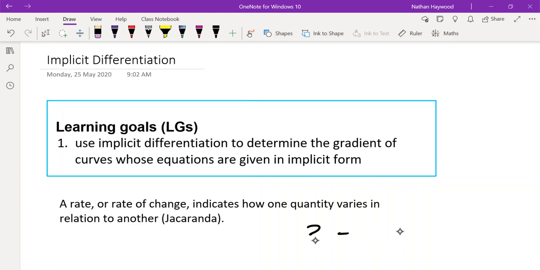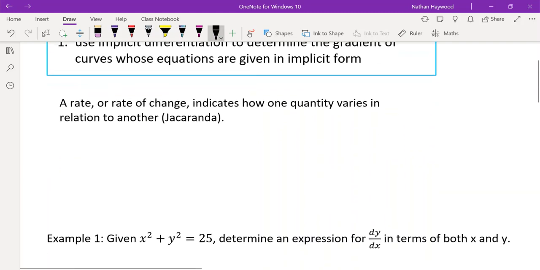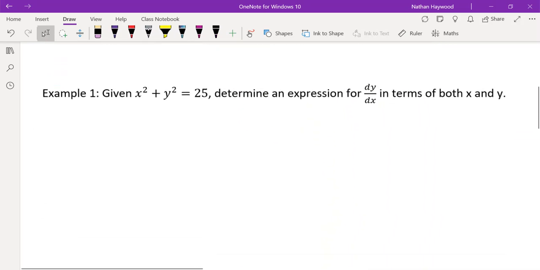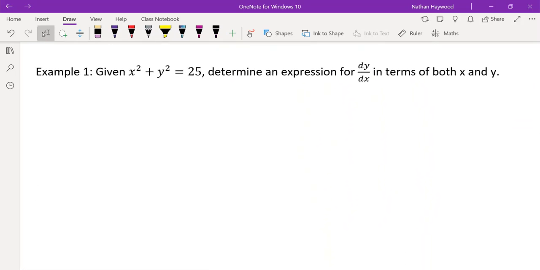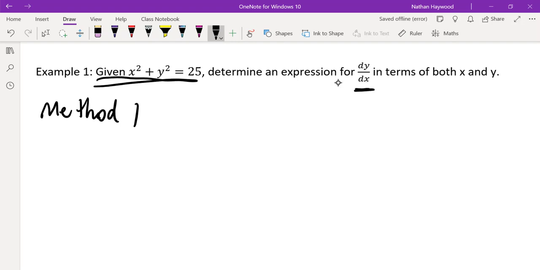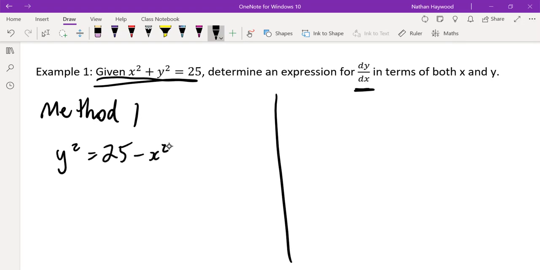So let's have a look at this, shall we? Like this question, you could rearrange it. We could call that method 1. So we could rearrange this to determine the derivative. You bring the x over to the other side and you square root. It is the difference of two squares, very good.